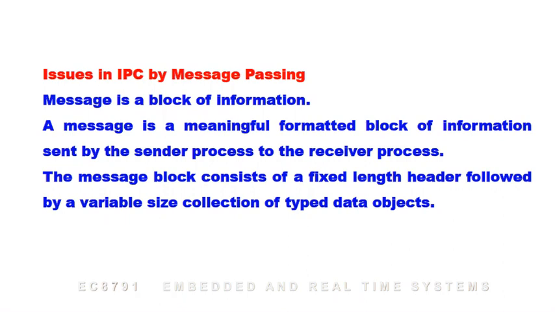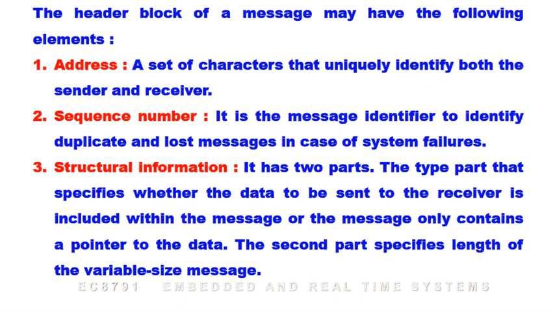The message block consists of a fixed length header followed by a variable size collection of typed data objects. The header block of a message may have the following elements. First one, address, a set of characters that uniquely identify both the sender and receiver. Second one, sequence number. It is the message identifier to identify duplicate and lost messages in case of system failures.